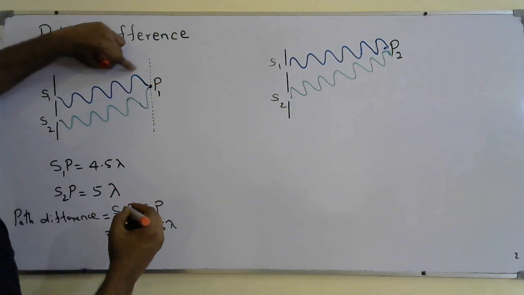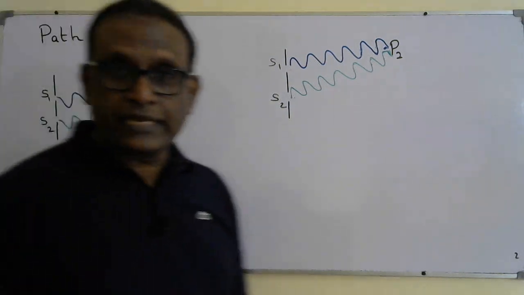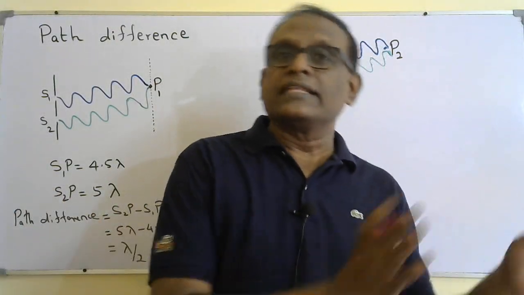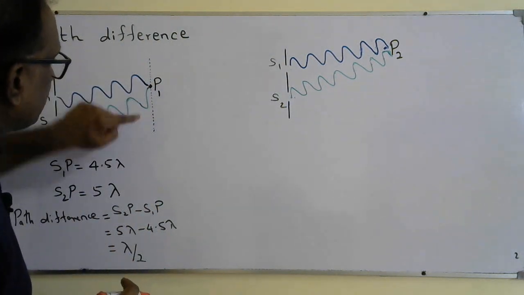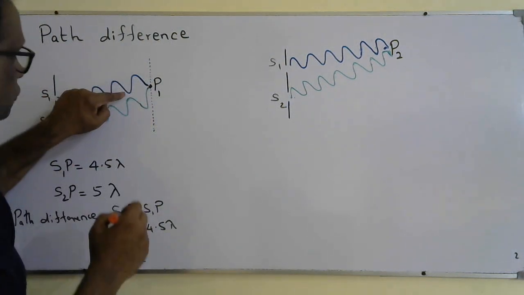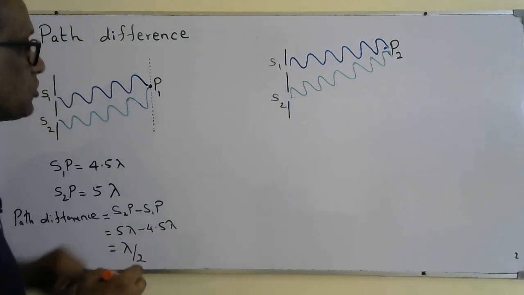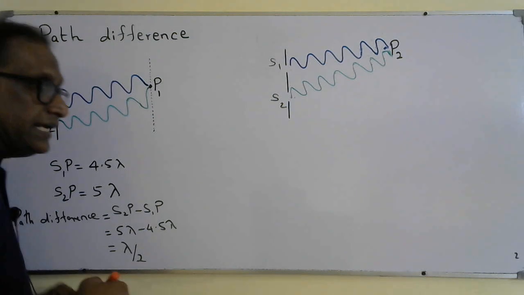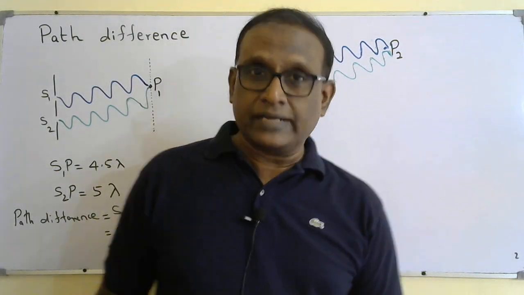When these waves reach the point P, both waves will have the same speed because they are similar waves moving in the same medium. So when the crest moves here, the trough will move here. When the trough moves here, the crest will move here. That means they are always going to form destructive superposition at point P, right?